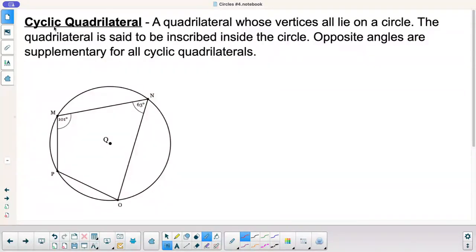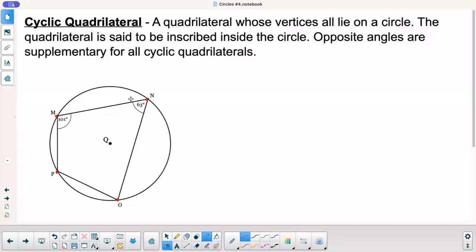All right, the next thing is called a cyclic quadrilateral. A quadrilateral whose vertices all lie on a circle is a cyclic quadrilateral. So as I look here, this is a quadrilateral because it has 4 sides, and it's cyclic because all 4 vertices lie on the circle, okay? If you look here, all 4 of these points are on circle Q. The quadrilateral is said to be inscribed inside the circle.